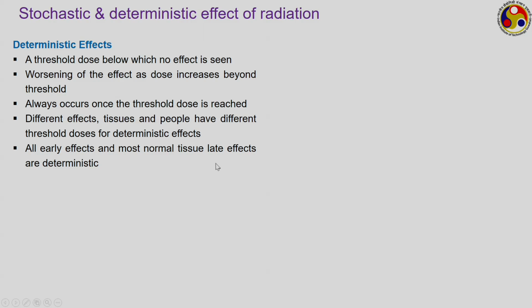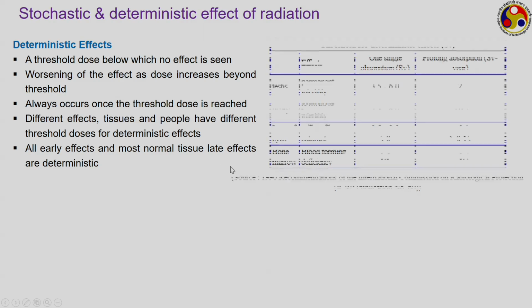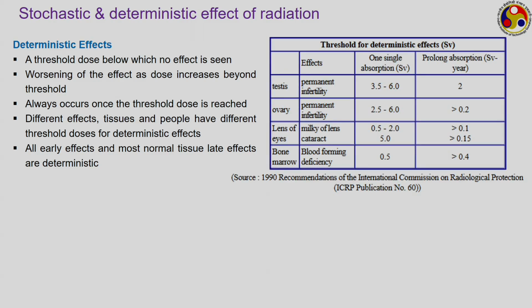All early effects and most normal tissue late effects are deterministic in nature. So, these are some numbers indicating the threshold for deterministic effect. Like in one single absorption, permanent infertility may happen for 3.5 to 6 sievert, whereas for prolonged absorption, per year, it can be in the range of 2 sievert.